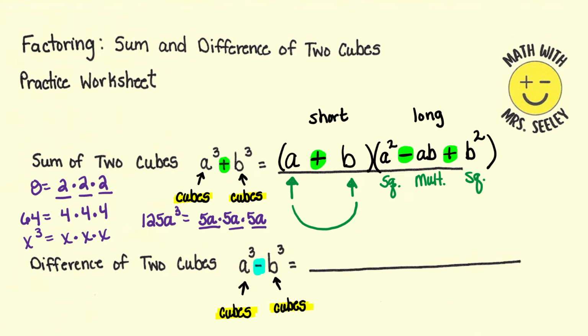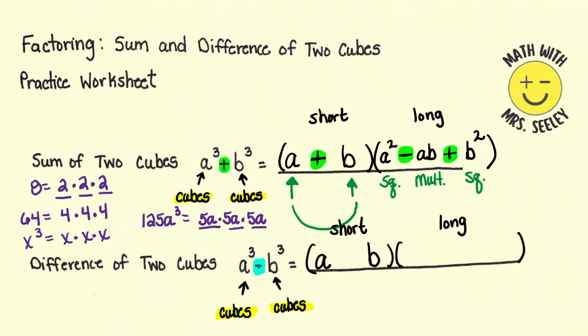The good thing is it's the same exact formula. The only thing that's different is the signs. So we said we need a short and we need a long. So you have your short and your long. And you're going to ask yourself, what do I cube to get that first term right there? And it's an A in our case, A times A times A. And then you're going to look to see, what do I cube to get this? And in our case, it's B. B times B times B.